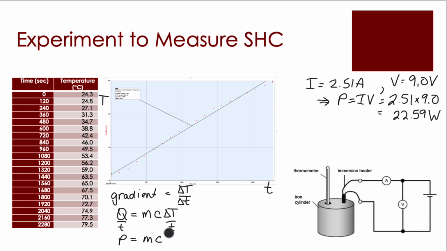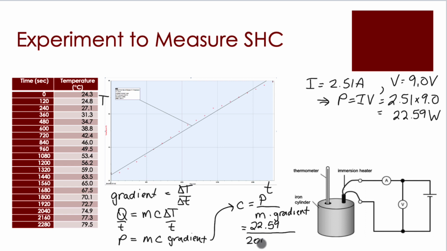And this delta T over little t we have set as my gradient. I'm just going to write the word gradient for now. If I rearrange this, that means my specific heat capacity is going to be the power divided by the mass of the iron cylinder times by my gradient. In this case, my power, 22.59. The mass of my iron cylinder was actually 2,000 grams.